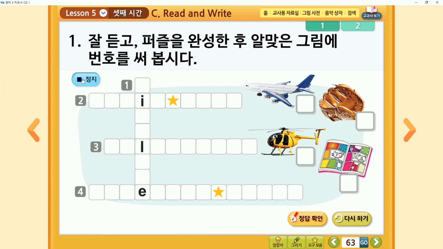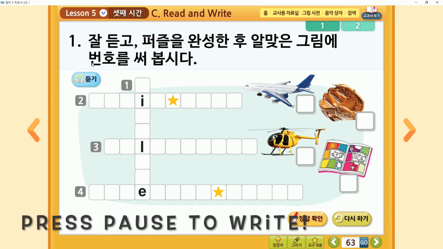1. Airplane. 2. Comic book. 3. Helicopter. 4. Baseball glove. Press pause to write.